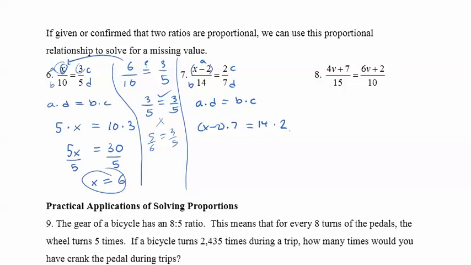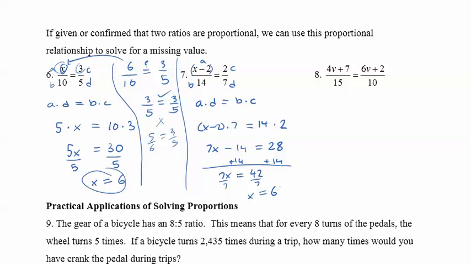Now, let's simplify this out. 7 gets distributed to the x and the minus 2. So 7x minus 14 equals 14 times 2, which is 28. Add 14 to both sides. You get 7x equals 28 plus 14. So 28 plus 10 is 38 plus 4, which is 42. Divide both sides by 7, or multiply by 1 over 7. x equals 6. Oh, look at that. We got the same answer as that one.